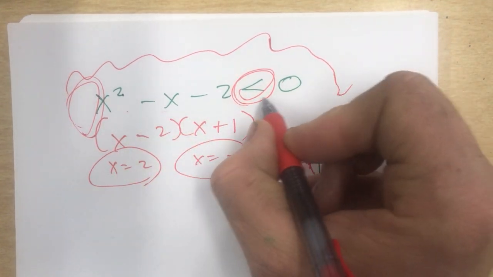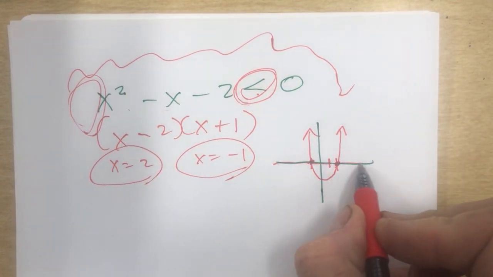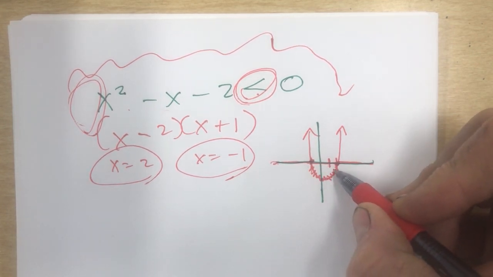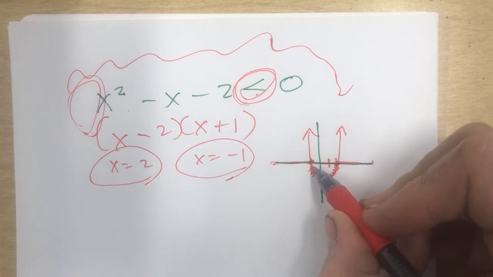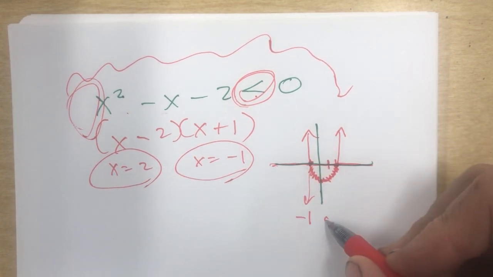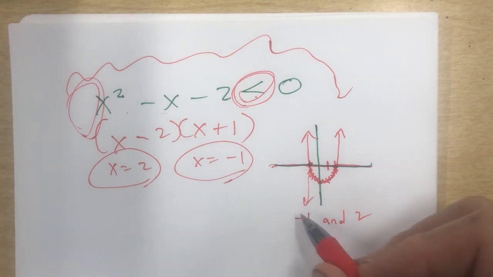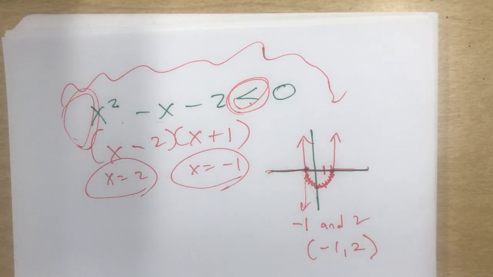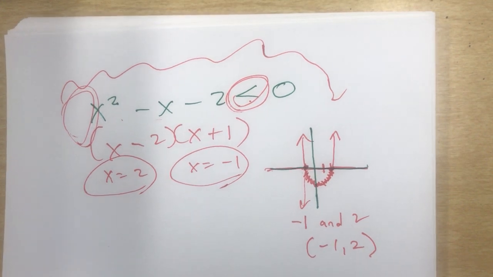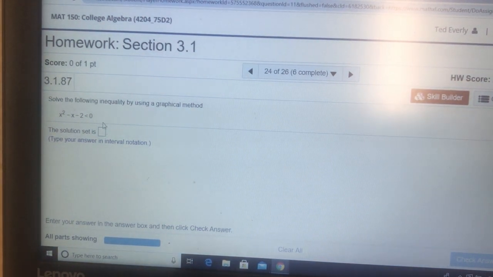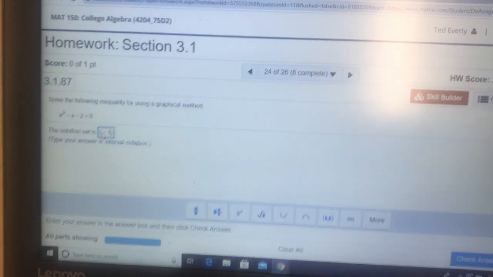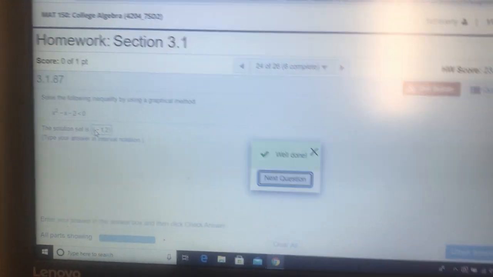Now, the whole thing is, see here? When is this graph less than 0? Well, here's 0 right here. When is it less than 0? All down here. All this. Between that -1 and the 2. Between those two values, or in this interval, -1 and 2. So there you go.